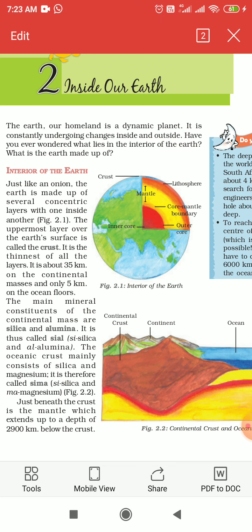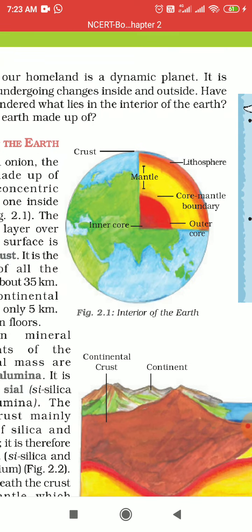So let's start. The Earth is referred to as a dynamic planet because of the constant changes both on the surface and in the inside of the Earth. The Earth is made of concentric layers of varying thickness and composition. The concentric layers of the Earth are the crust, mantle, and core.